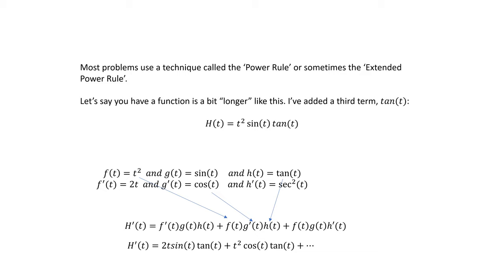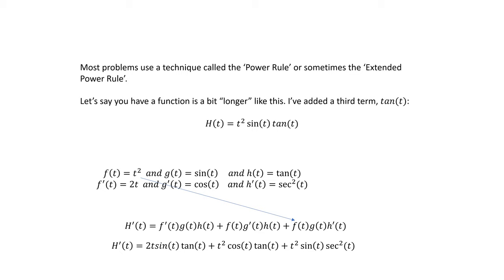And so for the third term, once again using the same formula, that little derivative symbol is now switched to the h, because it's in our third term. So f of t, once again, if you look on the chart, what's f of t? It's t squared. What is g of t? Sine t. And finally, what is h prime of t? It's secant squared t. And so once again, we're just writing out the three terms we found on our table and multiplying by each other.